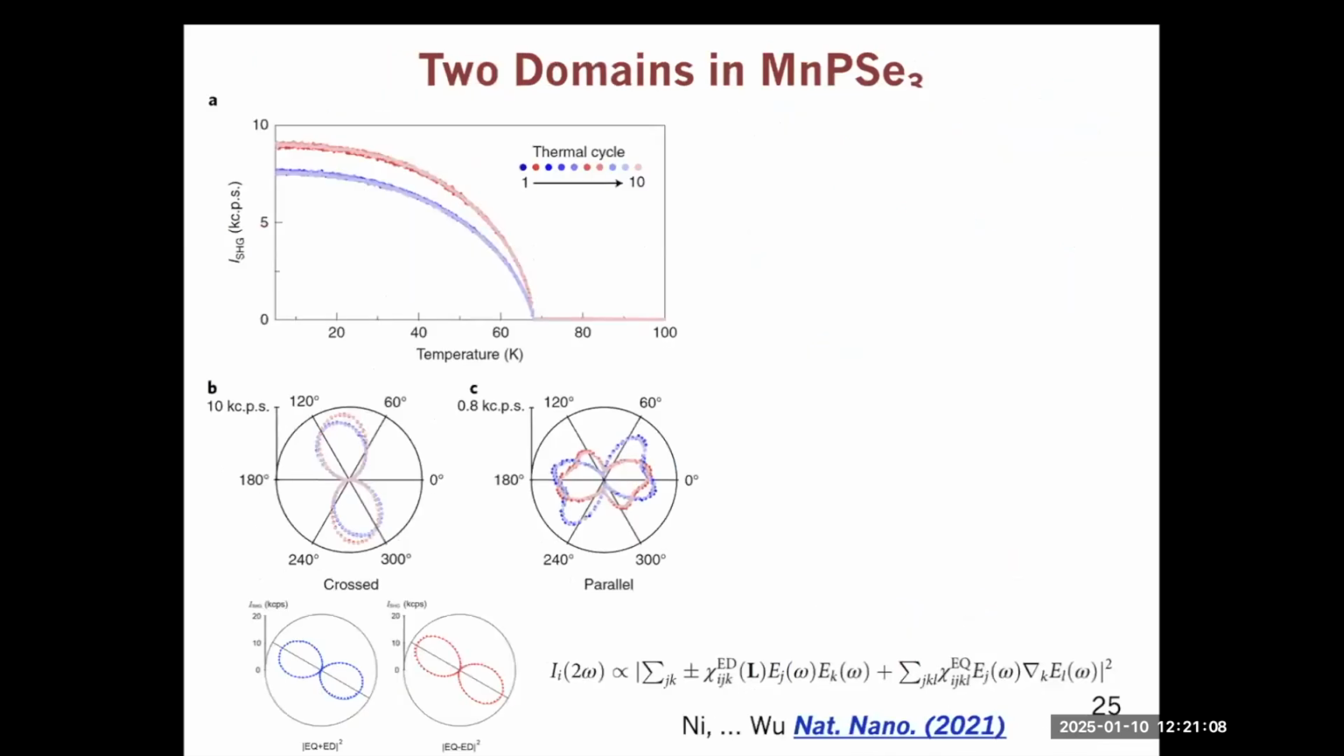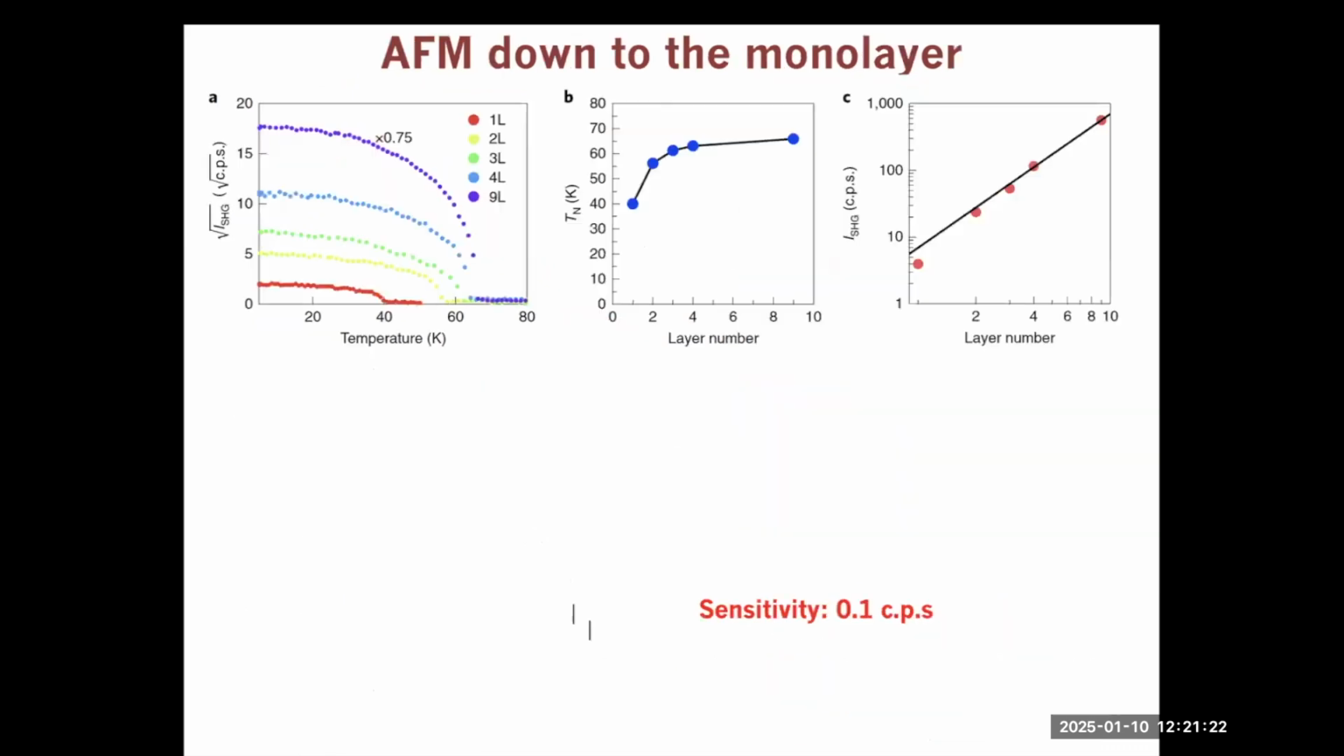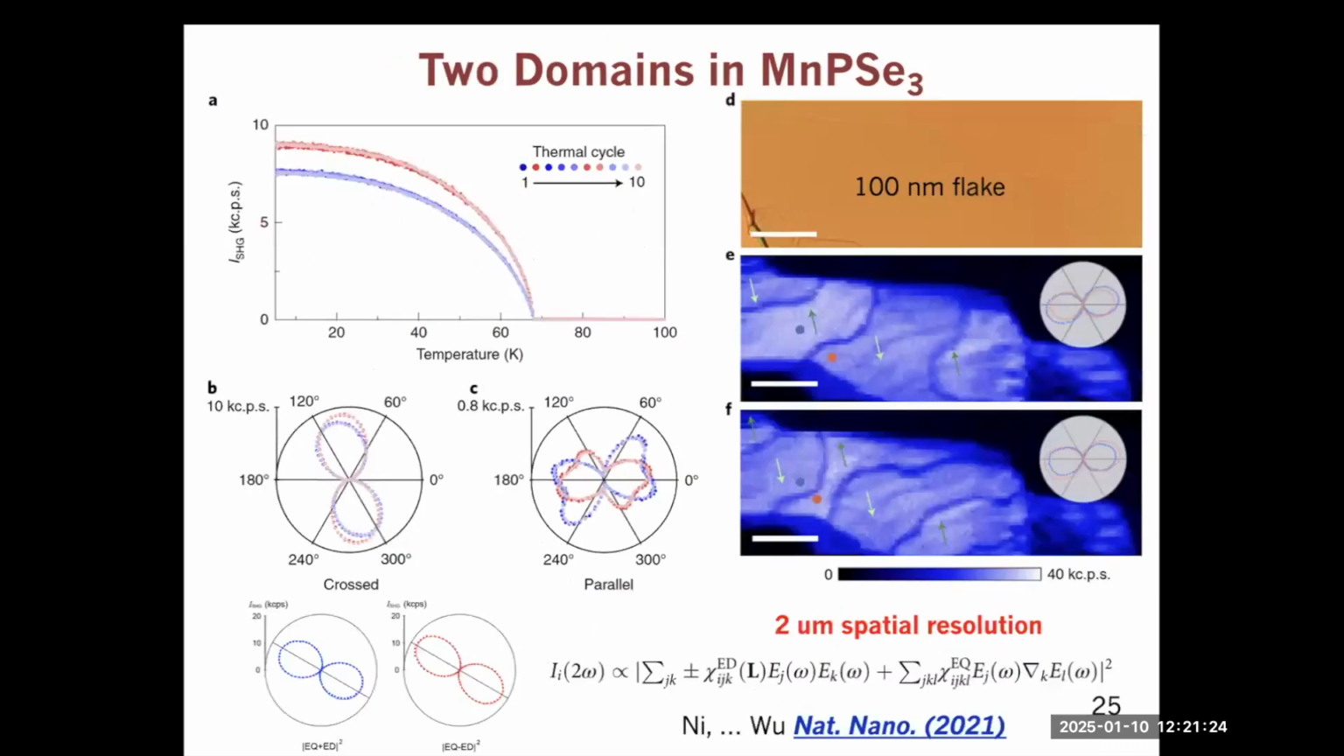So here are the 10 traces that I told you we did in the sulfur compound. We also did it in the selenium compound. We did 10 thermal cycles, but we only saw 2. These are related by the polar pattern, and we can also do the second harmonic for domain imaging.